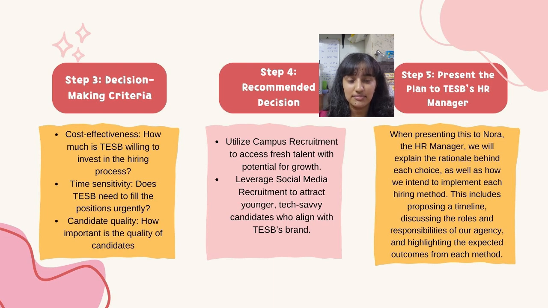And the last, step 5, is when presenting this to Nora, the HR manager, we will explain the rationale behind each choice as well as how we intend to implement each hiring method. This includes proposing a timeline, discussing the roles and responsibilities of our agency, and highlighting the expected outcomes from each method. This is all for the 5 steps.